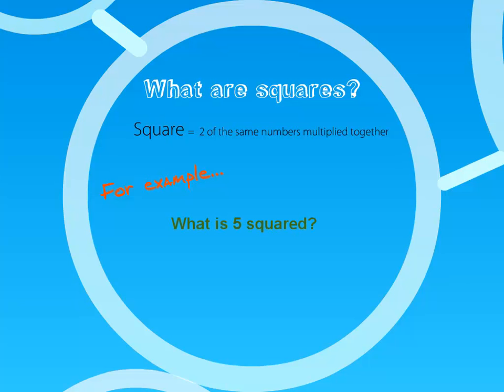What is 5 squared? Well, 5 squared is the same as 5 to the power of 2, which is equal to 5 times 5, which is equal to 25. So to answer our question, what is 5 squared? 5 squared is simply just 25.